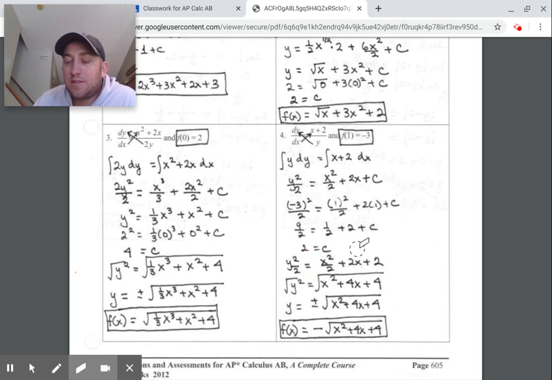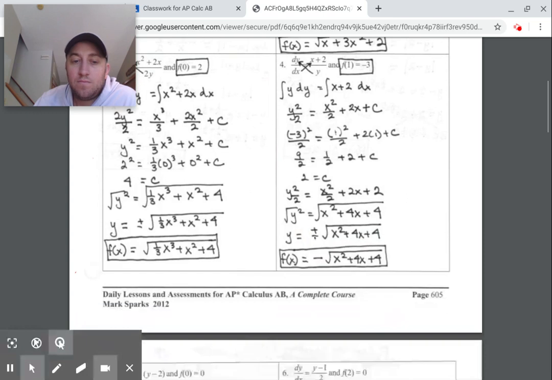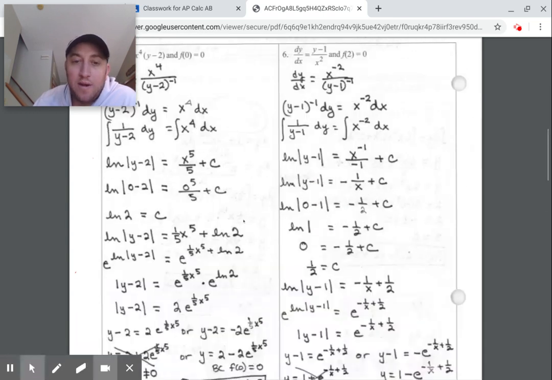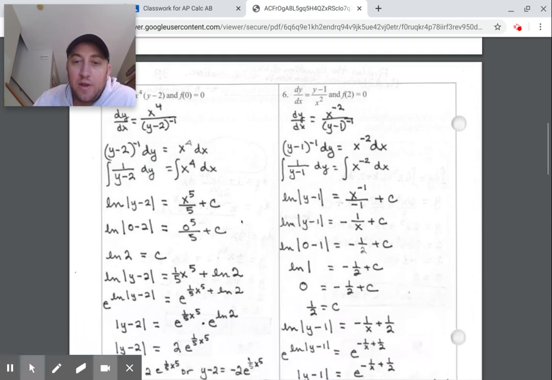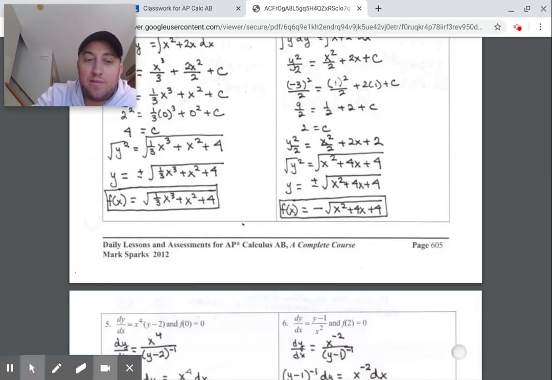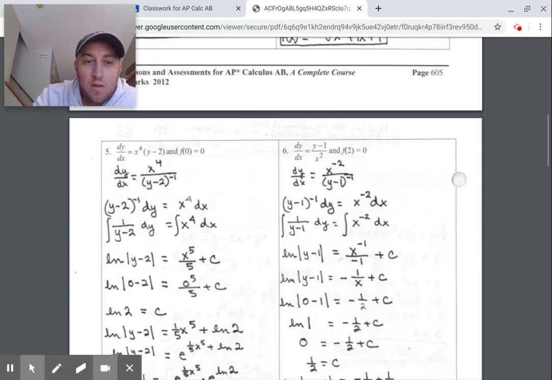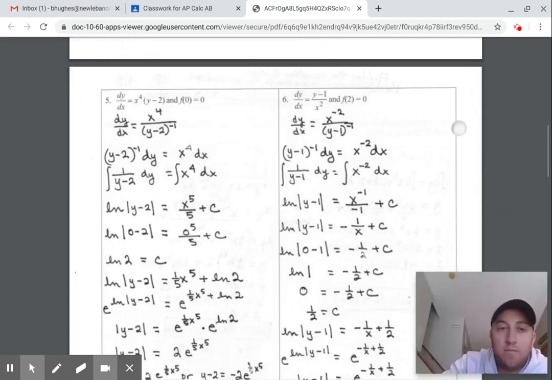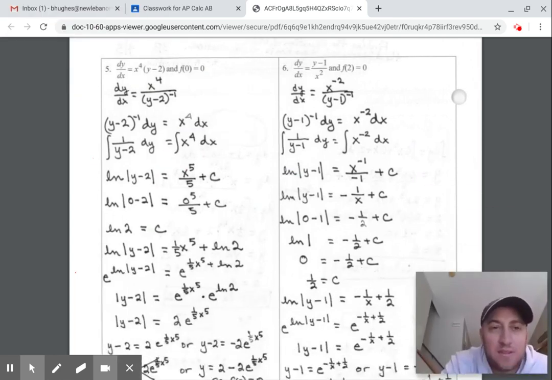All right, on to the next page. Just looking at some more examples, it becomes a little bit more in depth. So here on the left-hand side, I've got dy/dx, which is equal to x to the 4th times (y minus 2).